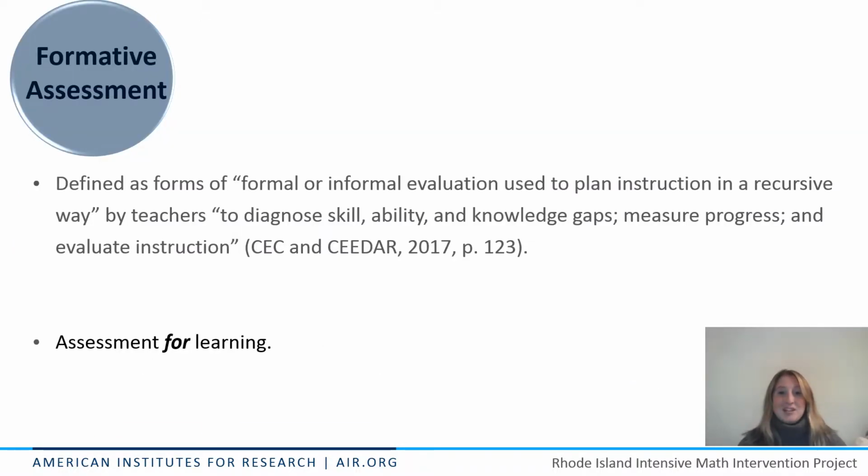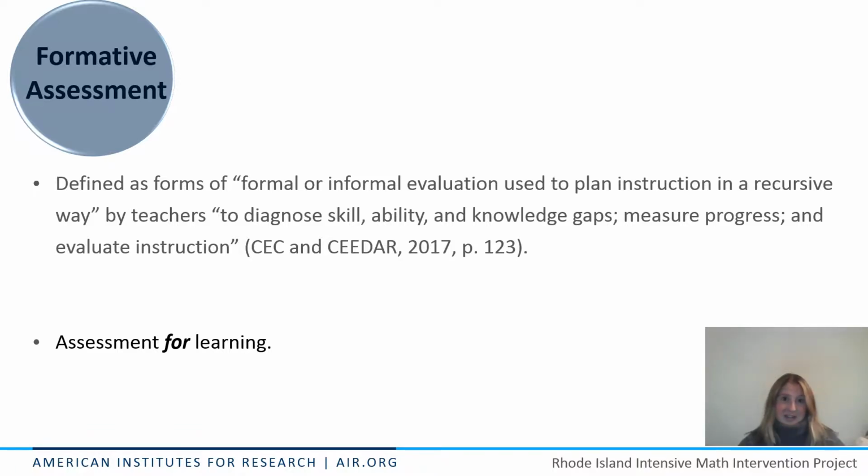It's an assessment for learning. They're brief measures of direct student performance, typically administered to all students during benchmarking and some students for progress monitoring. There are formal and informal versions of formative assessment. Formative assessments are iterative, meaning they're administered throughout instruction to help guide instructional decisions.